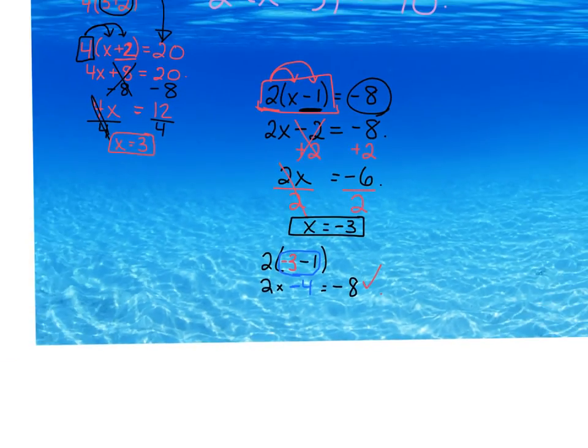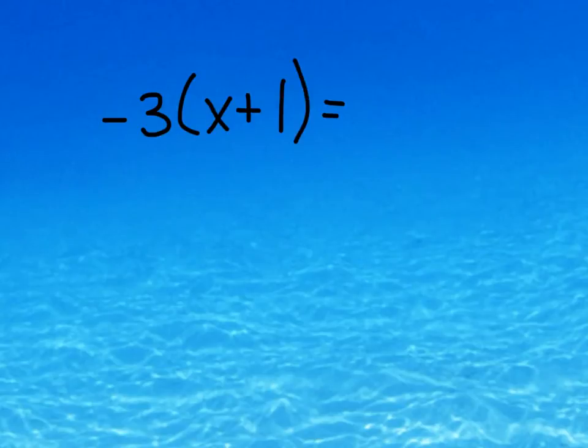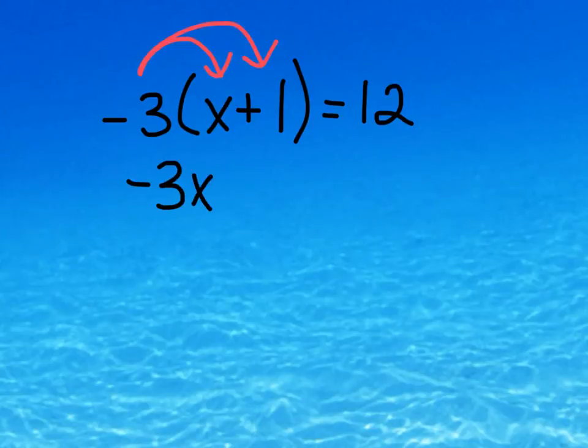For the next one, I'll try one that has some more negative numbers in it. Let's go over here. How about question number 12? -3 times x plus 1 equals 12. Okay, so we're going to distribute this -3 inside these brackets by multiplying, and -3 times x is -3x. -3 times +1 is -3. So it'll be -3. And that equals 12.